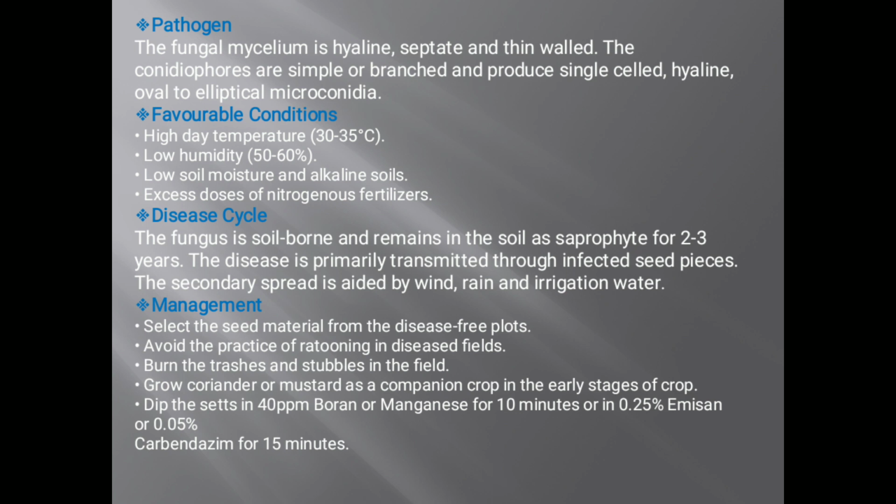Management: select the seed material from disease free plots, avoiding the practice of ratooning in diseased fields. Burn the trash and stubbles in the field. Grow coriander or mustard as a companion crop in the early stage of the crop. Dip the seeds in 40 ppm boron or manganese for 10 minutes, or 0.25% Emisan or 0.1% carbendazim for 15 minutes.